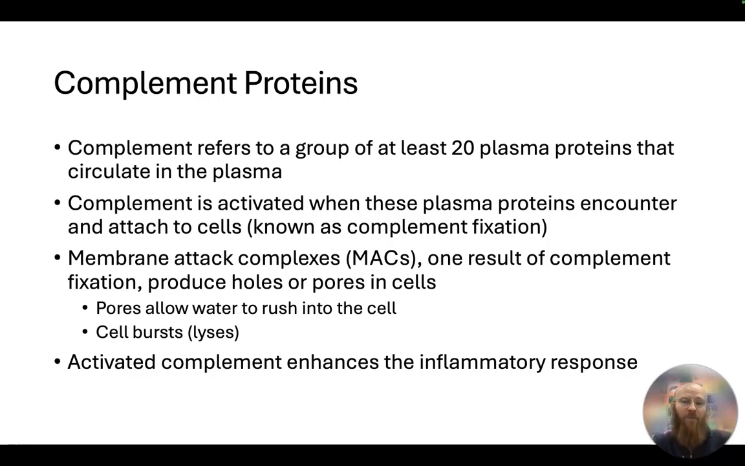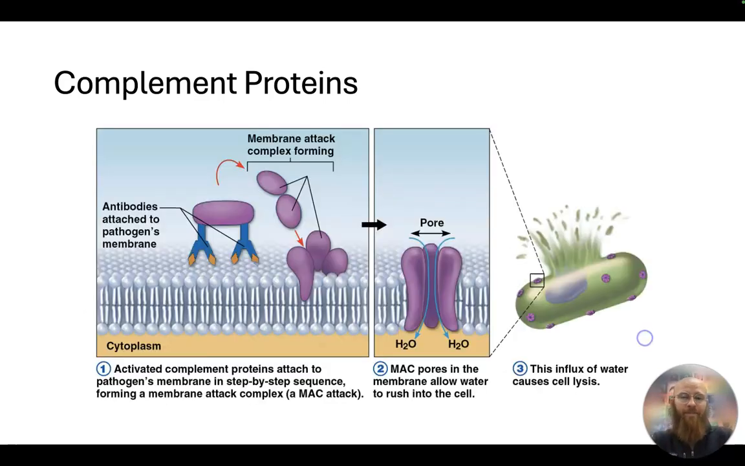Basically, what they're going to do is puncture and produce holes, or pores, in the cells that they're attacking, and these pores allow a whole lot of water to rush in, and then basically these cells that are being attacked end up bursting because they overfill with water. So these activated complement proteins will help to enhance the inflammatory response that we've been referring to.